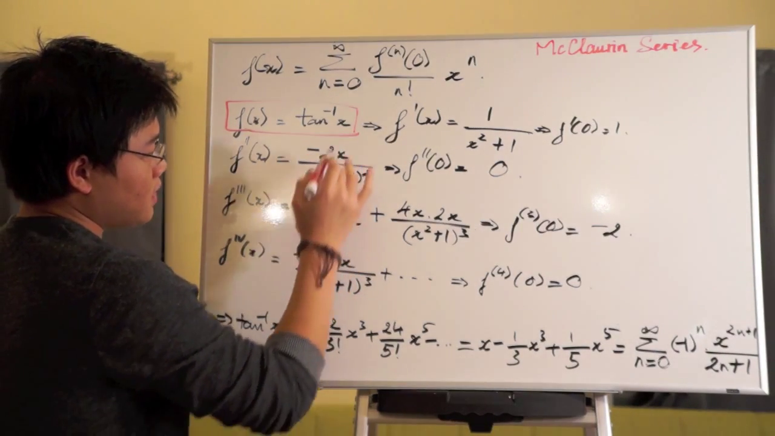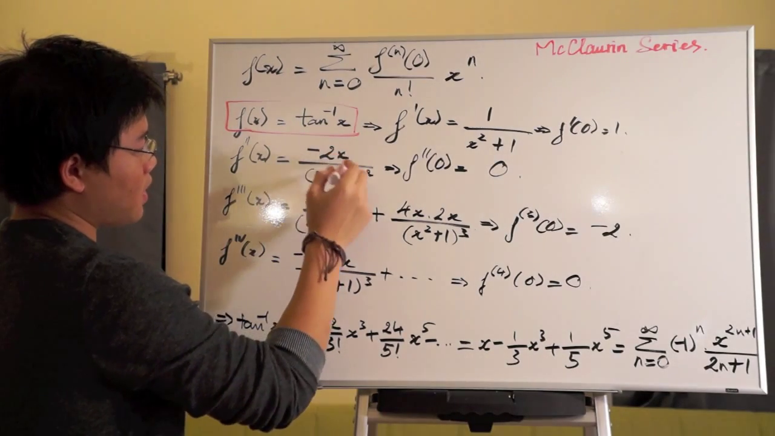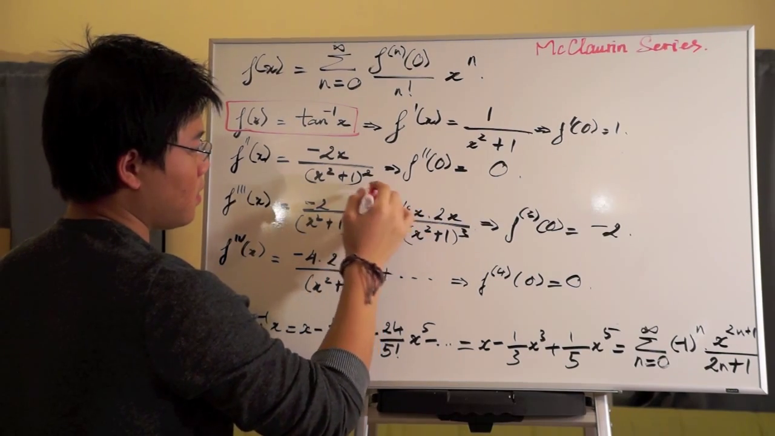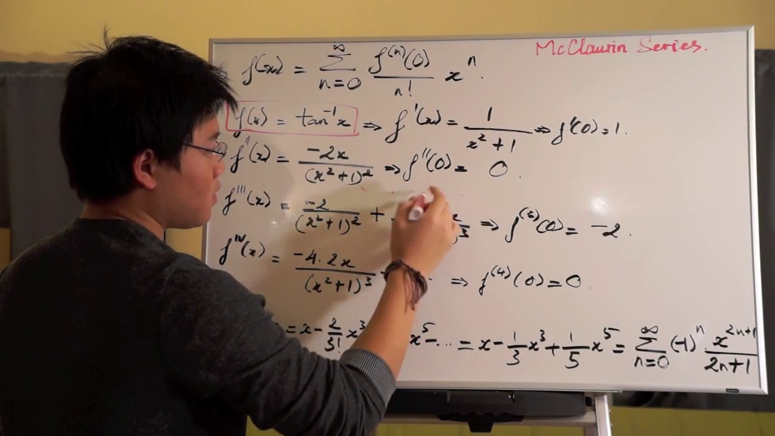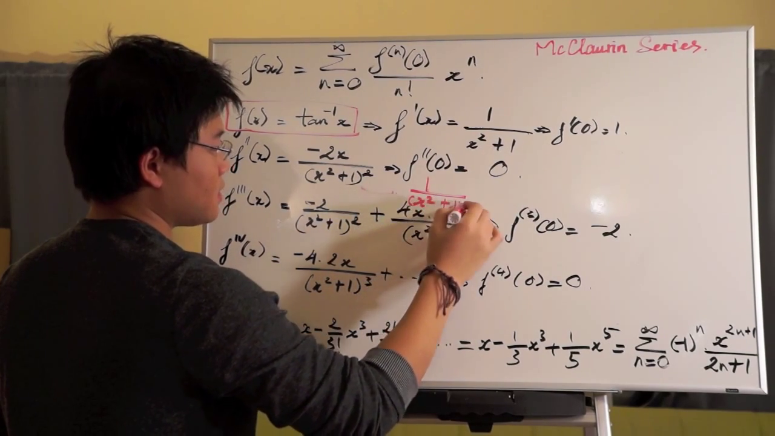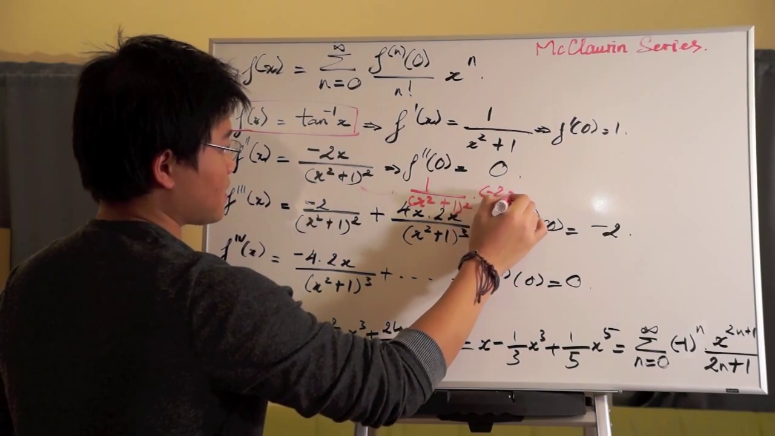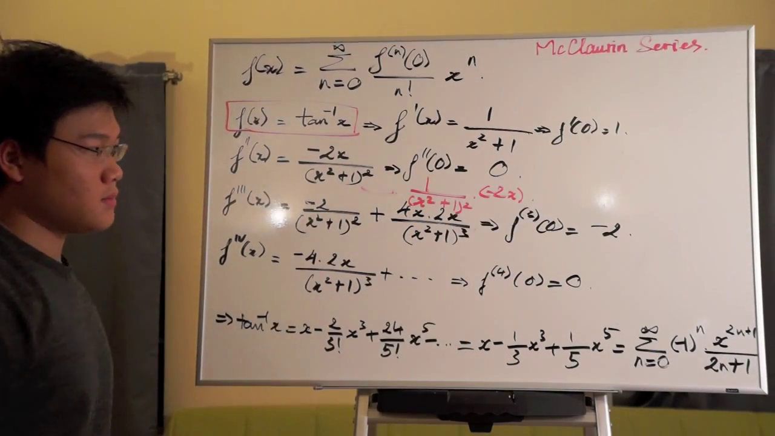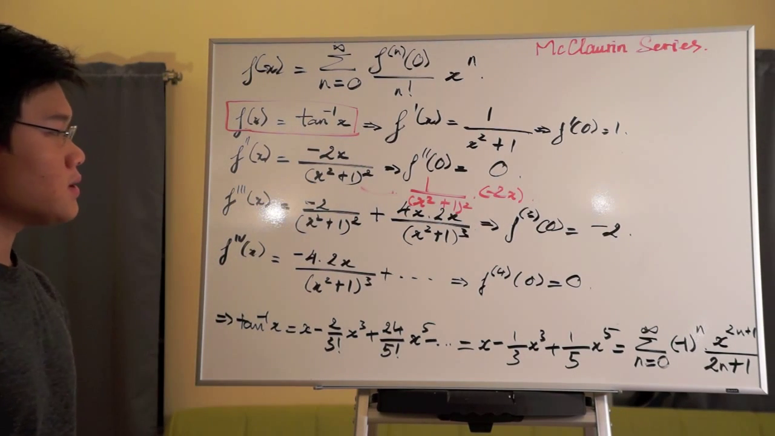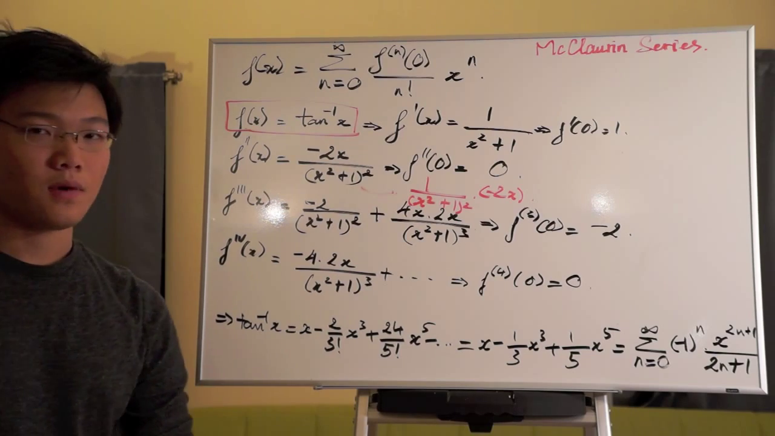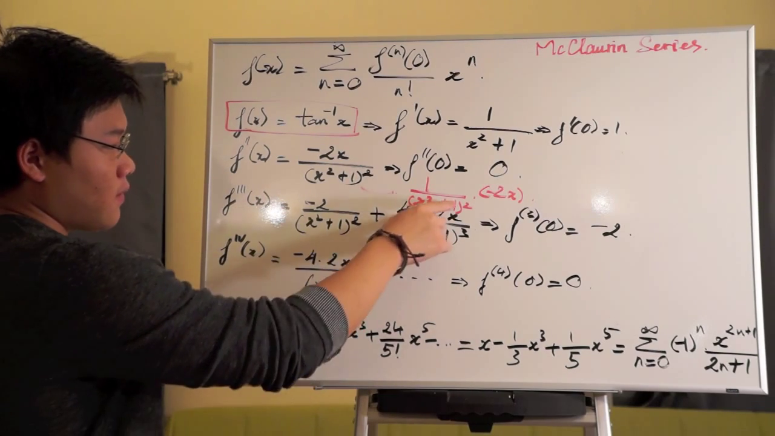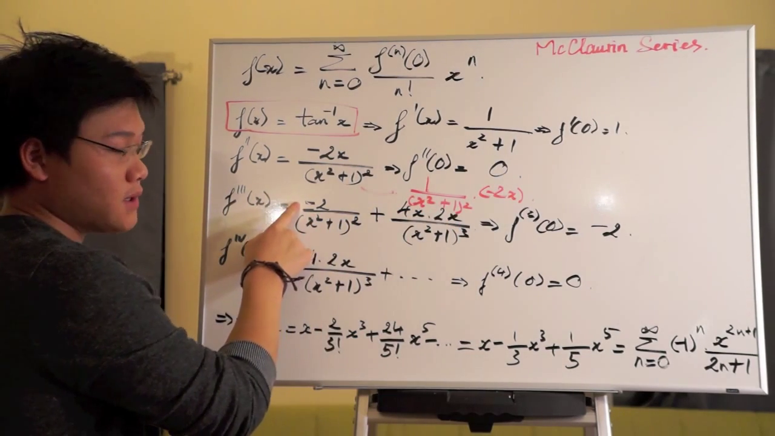So we can treat this particular product, we can think of this as just 1 over x squared plus 1 squared times minus 2x. So this turned out to be a product between two functions. Now we're taking the derivative of that, so that means we're going to use the product rule. So we take the derivative of this. This is minus 2 here, so that's why we have to have a minus 2.